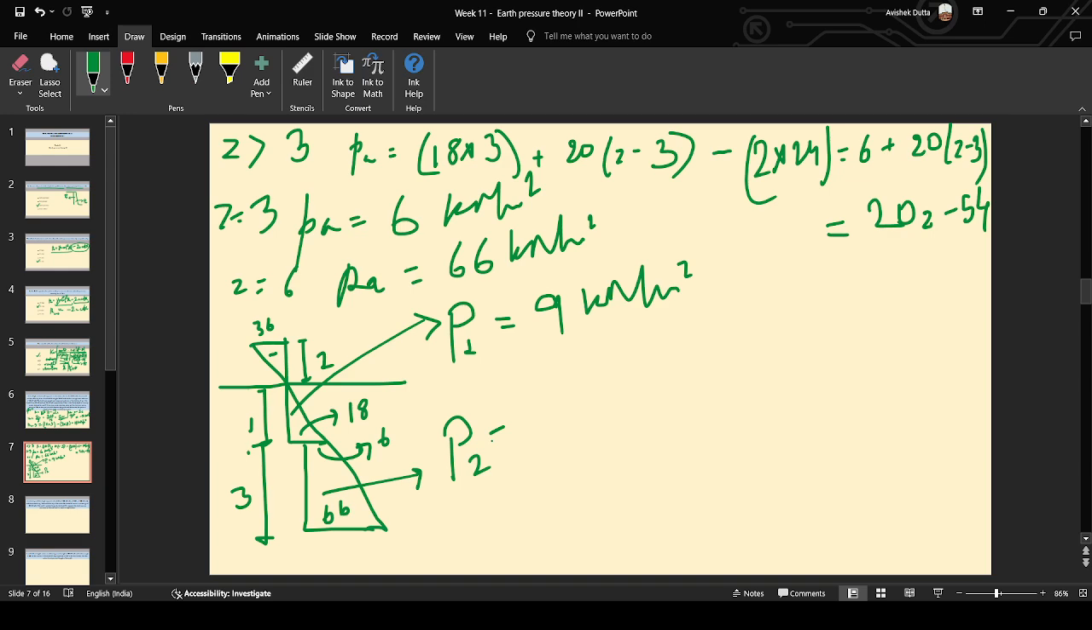Now the first one is acting at a depth of how much from the base? This is 3 and this is 1 by 3. So 3 plus 1 by 3, no sorry, it is 10 by 3, that is 3.33 meter from base.